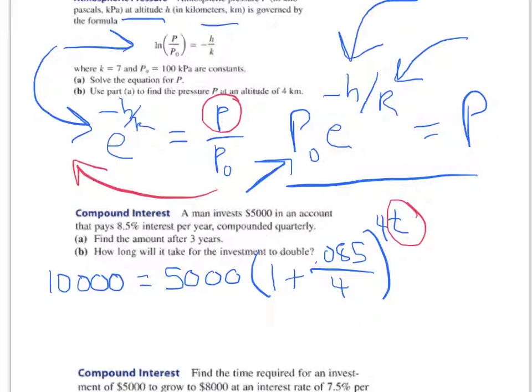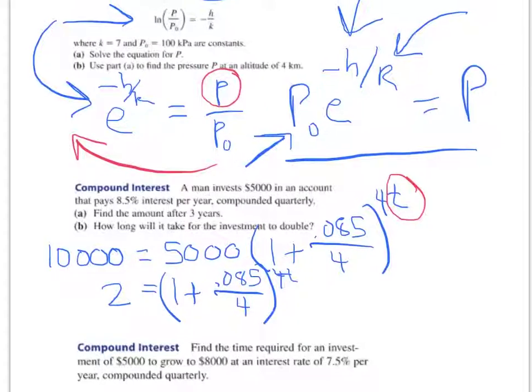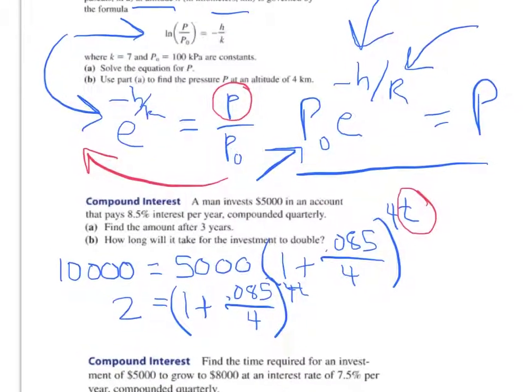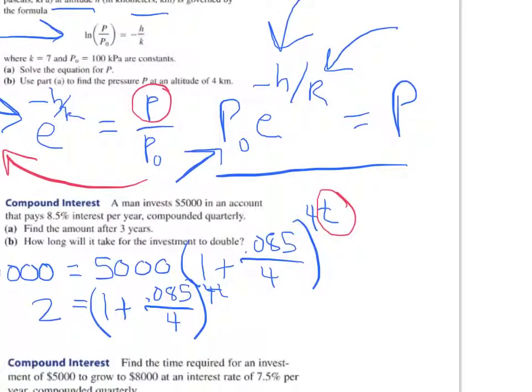So first, let's divide both sides by 5,000, and that will give us 2 is equal to 1 plus 0.085 divided by 4 to the power 4 times t. Now we're going to rewrite this as a logarithm. In other words, what I'm going to do next is I'll use the natural logarithm because I like that the best. So I'll take the natural logarithm of both sides.